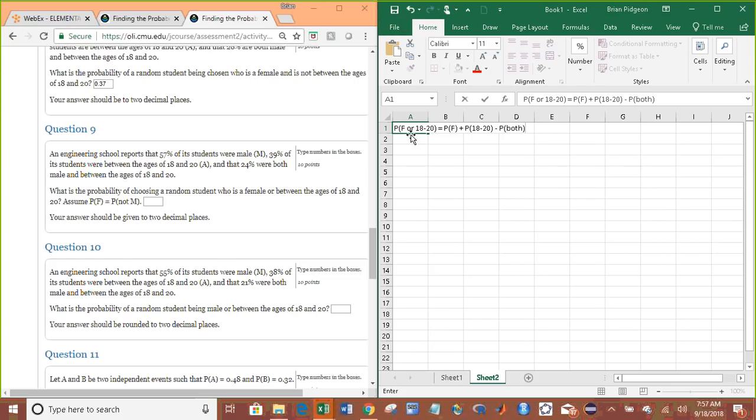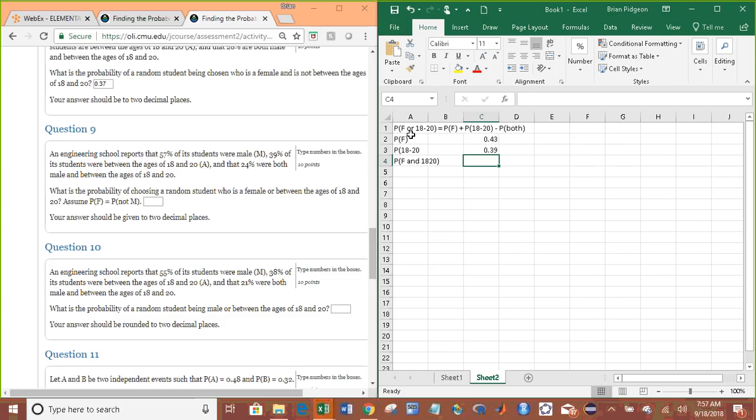So we're not given everything that we need for this problem first. We need to find that ourselves. We need the probability of female, the probability of 18 to 20, and the probability of being female and 18 to 20. So the probability of female is just going to be 1 minus the probability of being a male. Okay? The probability of being 18 to 20, 39% of the students, alright, 0.39. We're given that.